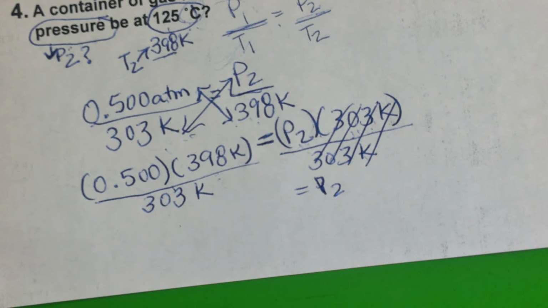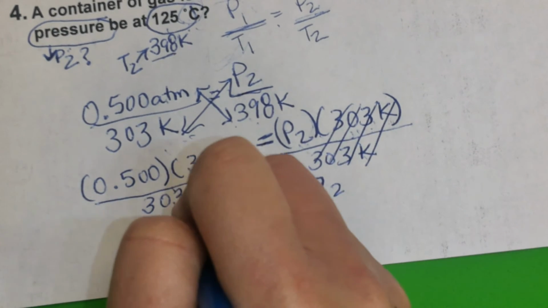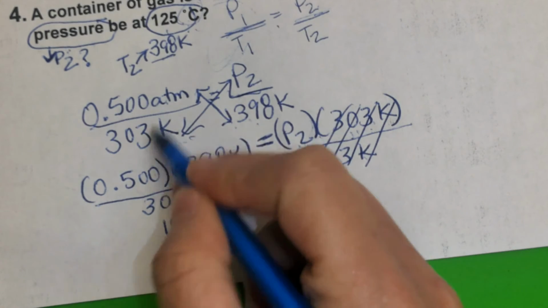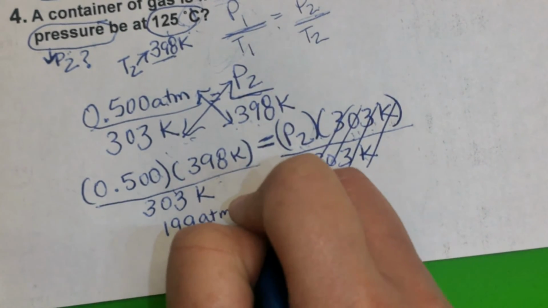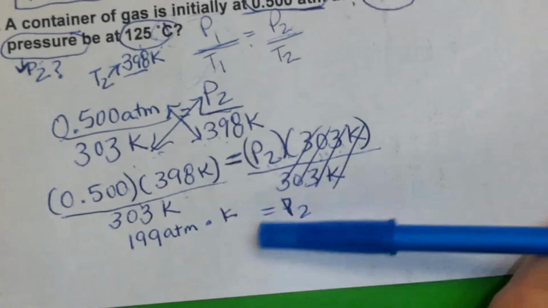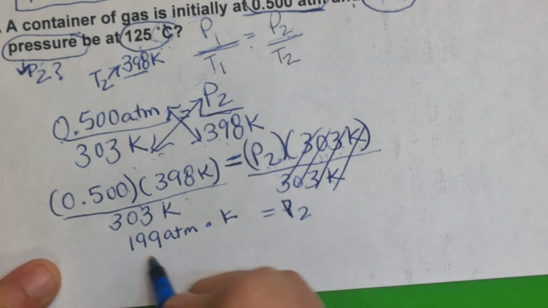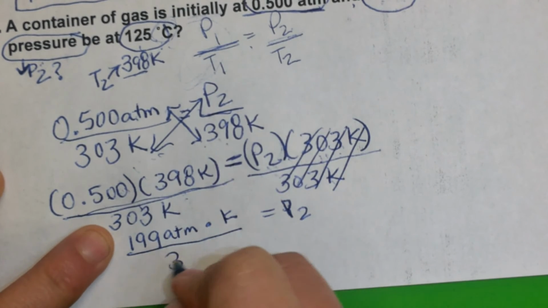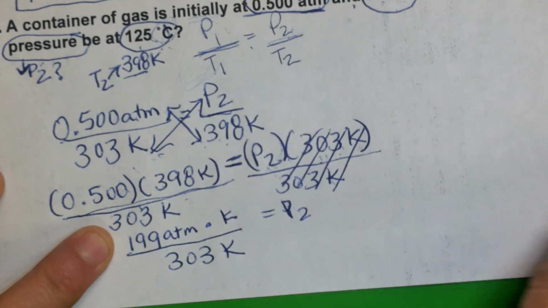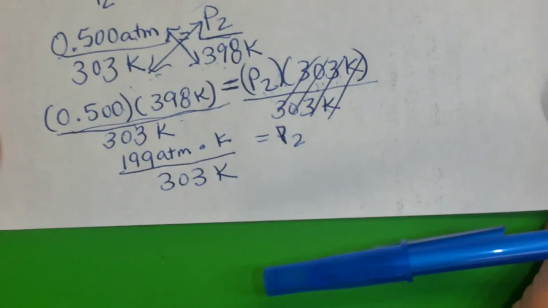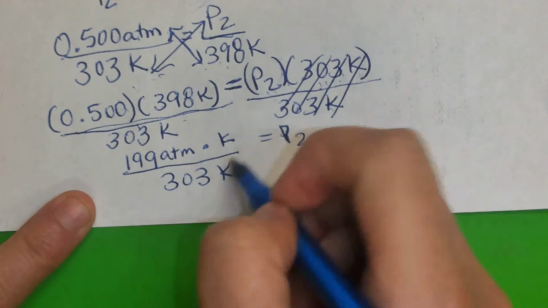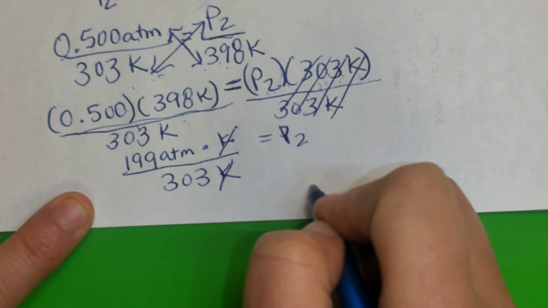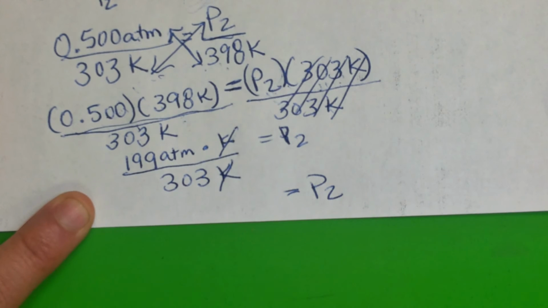It's 0.500 times 398, which is 199, and of course that's atm times Kelvin. I'm just multiplying these two, and then I put the division line here, and divide by 303 Kelvin. I'm running out of space. Now these Kelvins cancel, and we're ready to divide: 199 divided by 303.